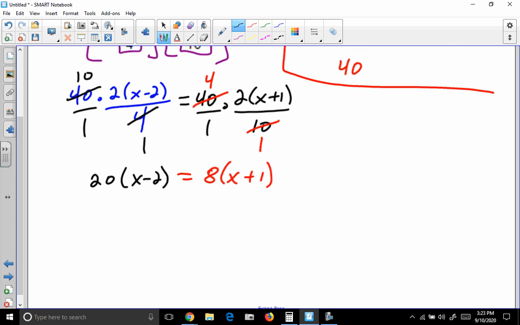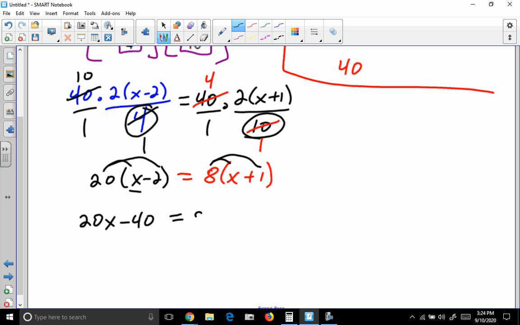So by multiplying by 40, 40 reduced this denominator, 40 reduced that denominator, and so now we don't have any denominators. So now we want to clear our parentheses. So distribute the 20. 20 times x is 20x. When we do 20 times negative 2, a positive times a negative is negative. 20 times 2 is 40. And then we distribute on the other side. 8 times x is 8x. 8 times 1 is 8.